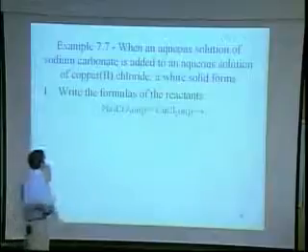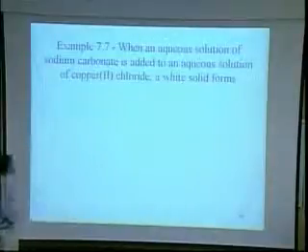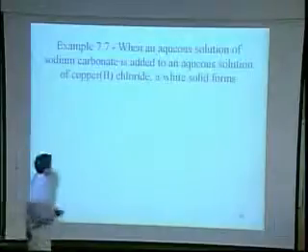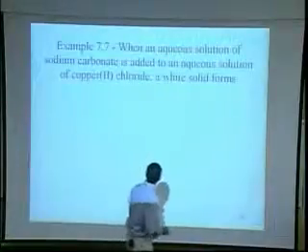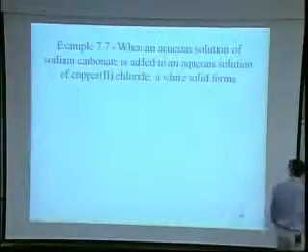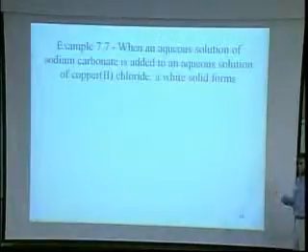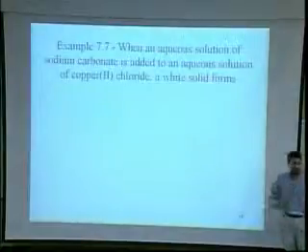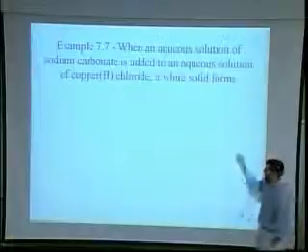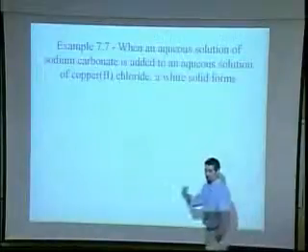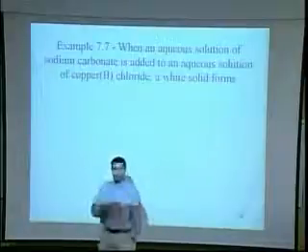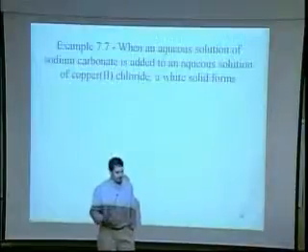So, this one says, let's go back one. When an aqueous solution of sodium carbonate, so you got to know how to write sodium carbonate, is added to an aqueous solution of copper 2 chloride, a white solid forms. So what you should be able to tell me is, give me an equation that expresses what you see here and tell me what that white solid is. If you mix these two things together, you see something happen, you don't have to ask me what it is. You should know now. Look at the ions involved, compare that with the solubility table, and figure out what it is.